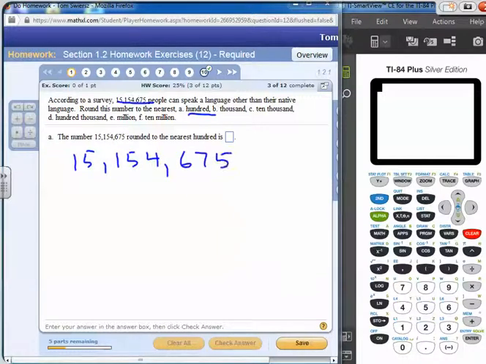We've got 15,154,675. So hundreds is right here. You look at the place to the right, which in this case is the tens. If it's 5 or more, you add 1. If it's 4 or less, you keep it the same. So hundreds would be 15,154,000. And then, there's a 7 in the tens, so we would add 1. So it would be 700, then you put the rest zeros.